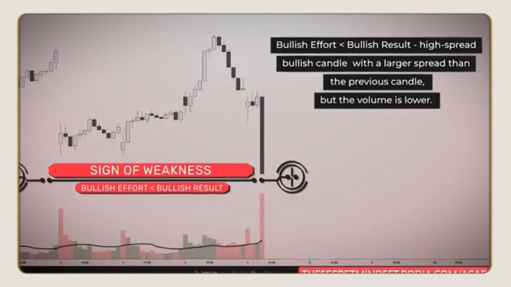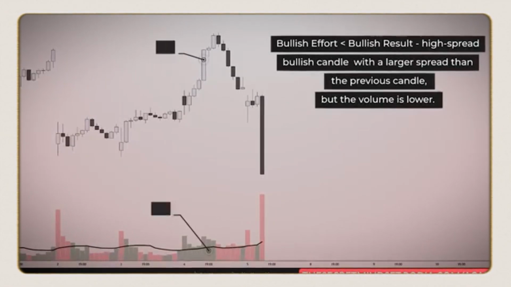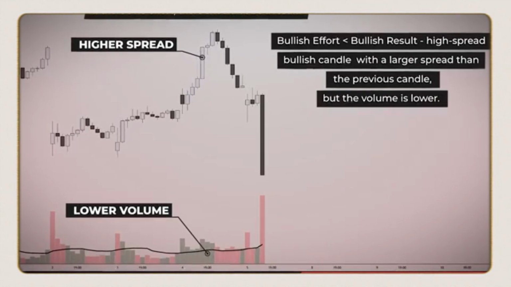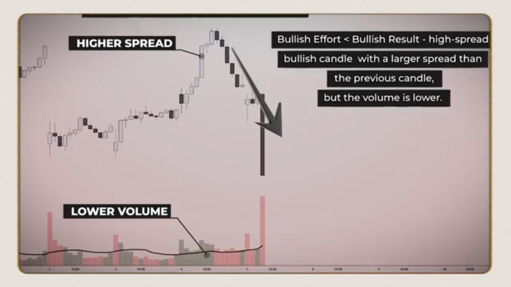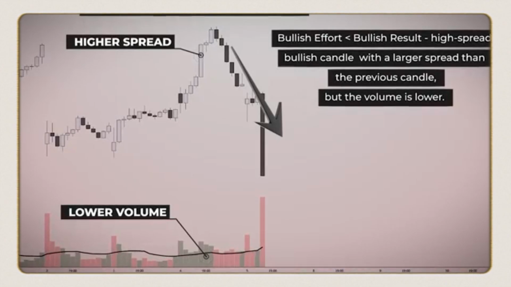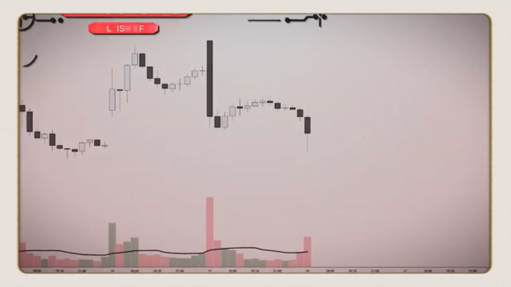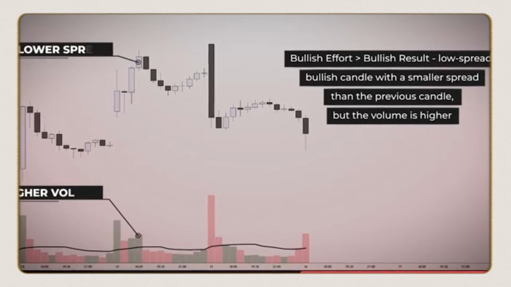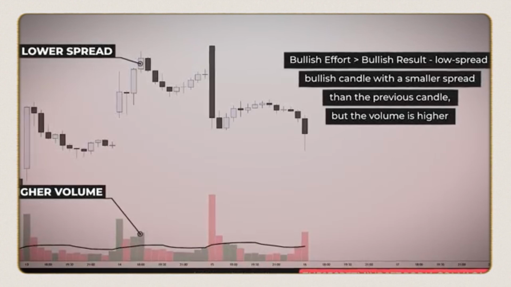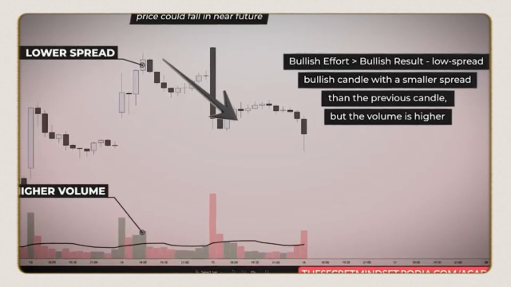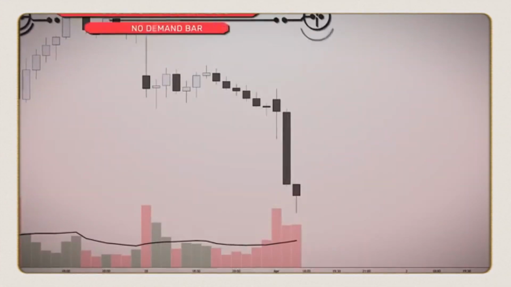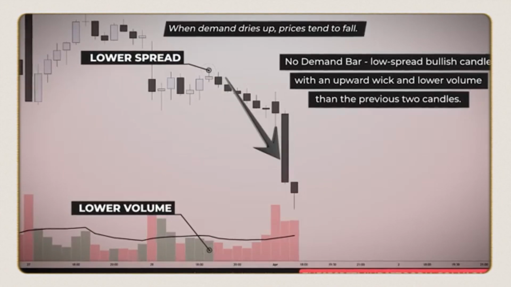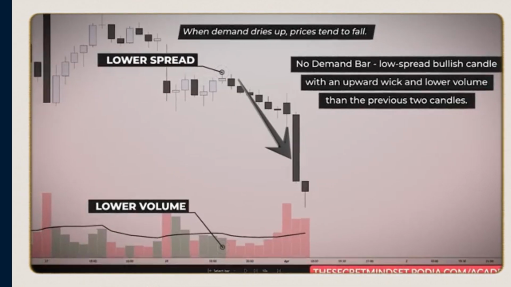3. Bullish effort, lower than the bullish result. A high-spread bullish candle with a larger spread than the previous candle but lower volume, suggesting a future price decrease. 4. Bullish effort, higher than the bullish result. A low-spread bullish candle with a smaller spread than the previous candle but higher volume, indicating a potential price fall. 5. No demand bar. A low-spread bullish candle with an upward wick and lower volume than the previous two candles.